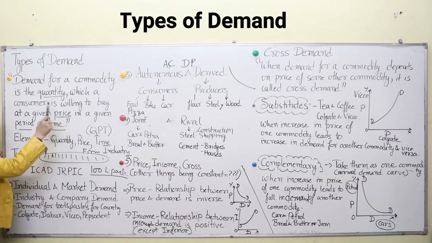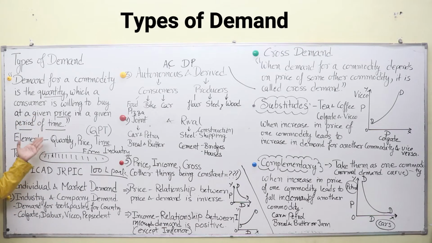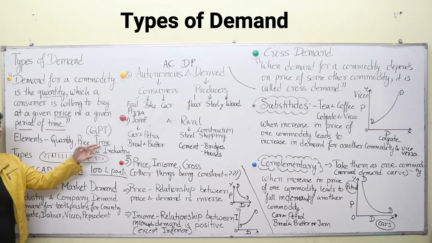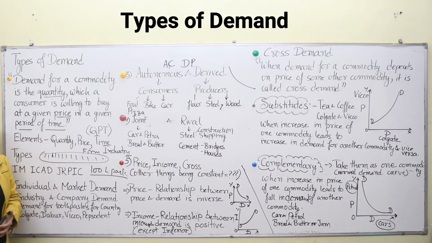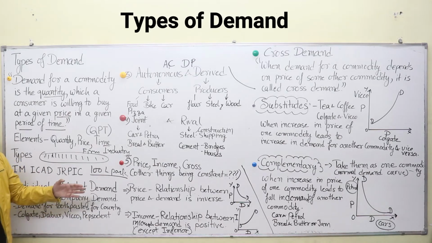Quantity, we have already discussed. People demand different quantities at different prices, because price has an inverse relationship with quantity. If prices are high, people will demand a lower quantity of commodities. So quantity and price have an inverse relationship. Then comes the time, which is also very important. At any particular time period, what is the demand of any particular household? So we need to discuss different kinds of demand now.